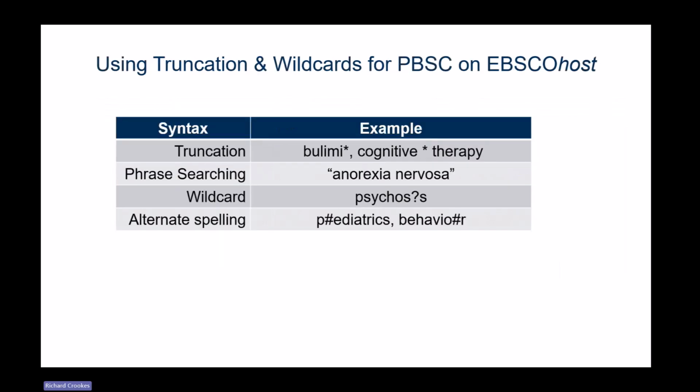Now, I also want to mention the truncation wildcards used for this database on the EBSCOhost platform, very similar to what you'd see in CINAHL and Medline on EBSCOhost. So for truncation, we use the asterisk either at the end of a term or between terms. If you're looking for bulimia and bulimic, if you just put the asterisk after the I, you'll find both variations. If you're looking for cognitive therapy as well as cognitive behavioral therapy, then you can insert the asterisk between cognitive and therapy and find both variations.